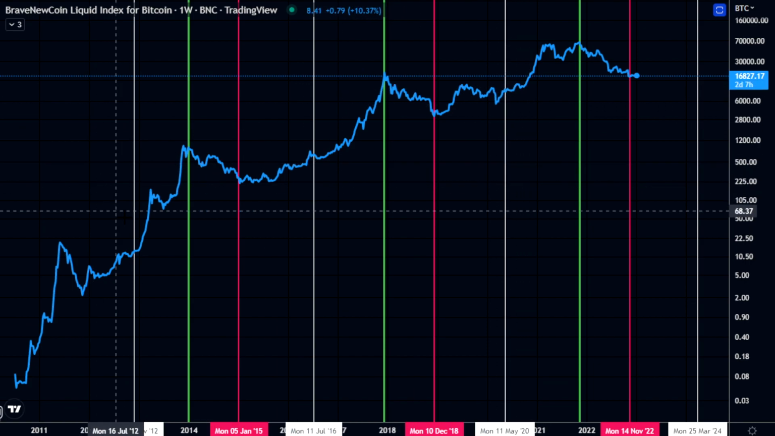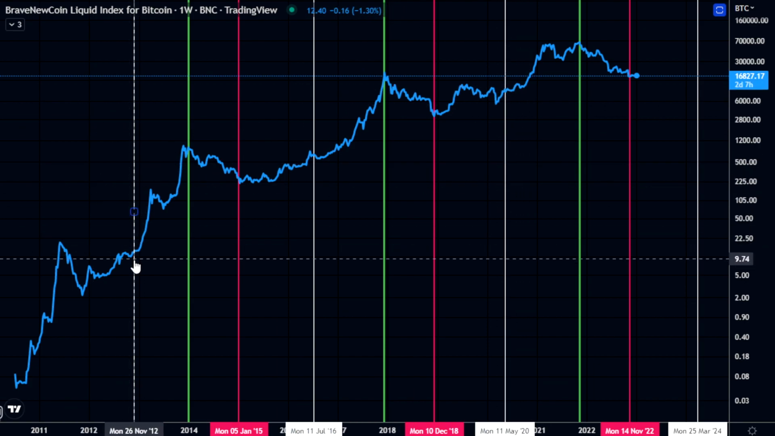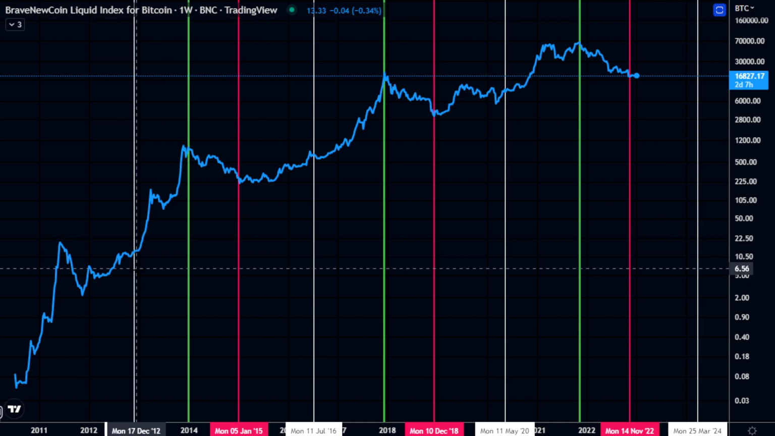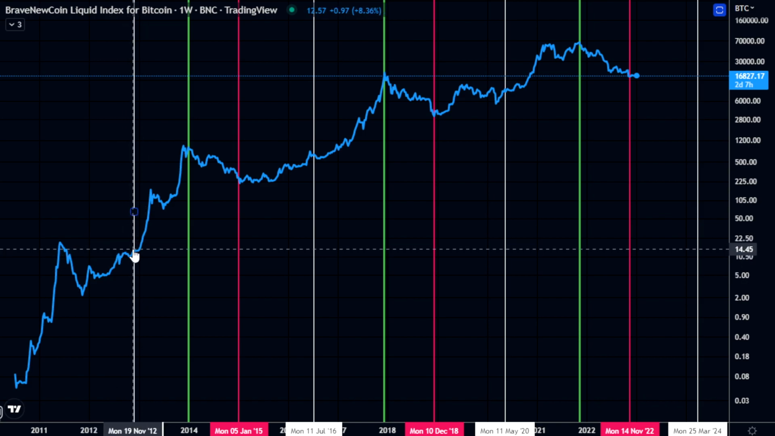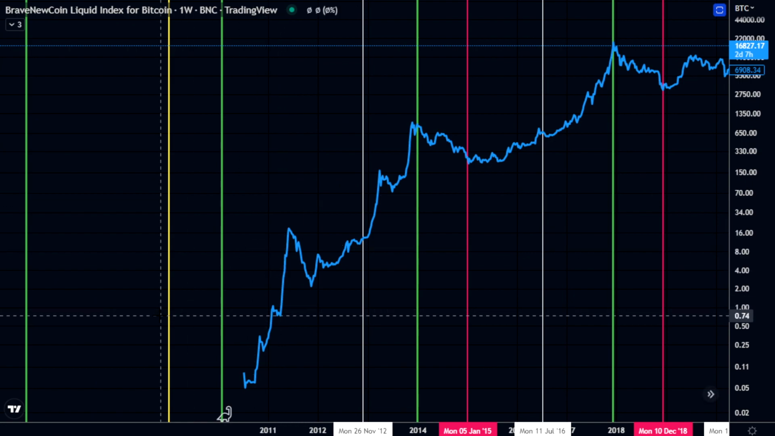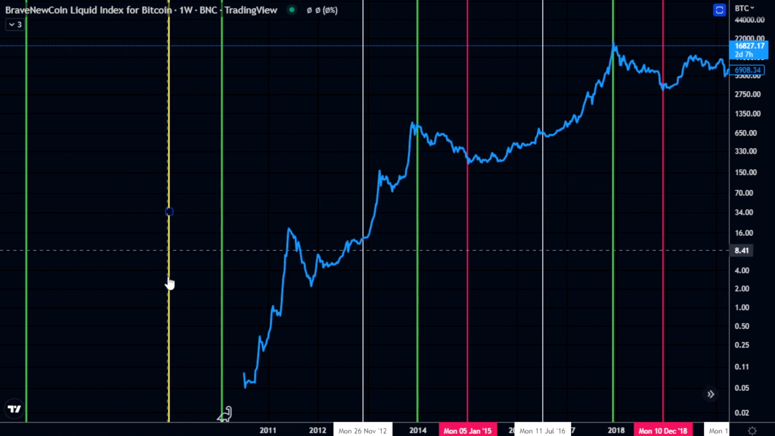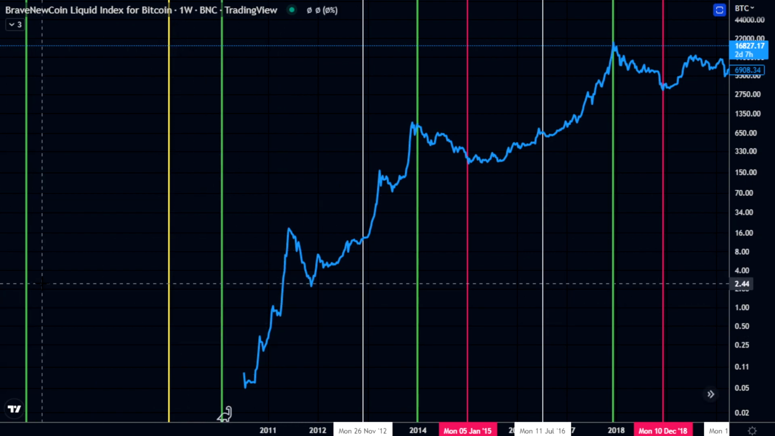What these white lines are, those halvening dates where the reward to the miners gets cut in half. The new supply of Bitcoin coming into existence is cut in half. And we see this first event here. If we just go back, this was where Bitcoin was invented on this yellow line. Ignore these green ones here.